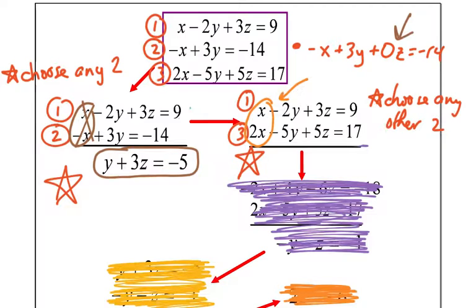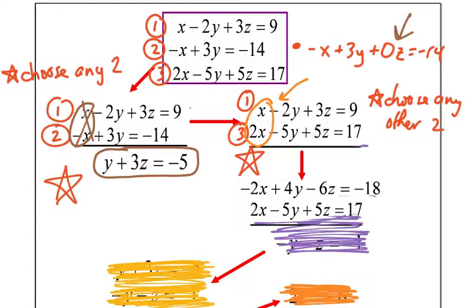Shall we try that? So if I multiply the top equation by negative 2, I should get negative 2x plus 4y minus 6z equals negative 18. Okay? And I'll keep the second one the same. So now the first equation and the third equation have opposite coefficients. Let's add. They cancel. And I should get another equation in terms of y's and z's.